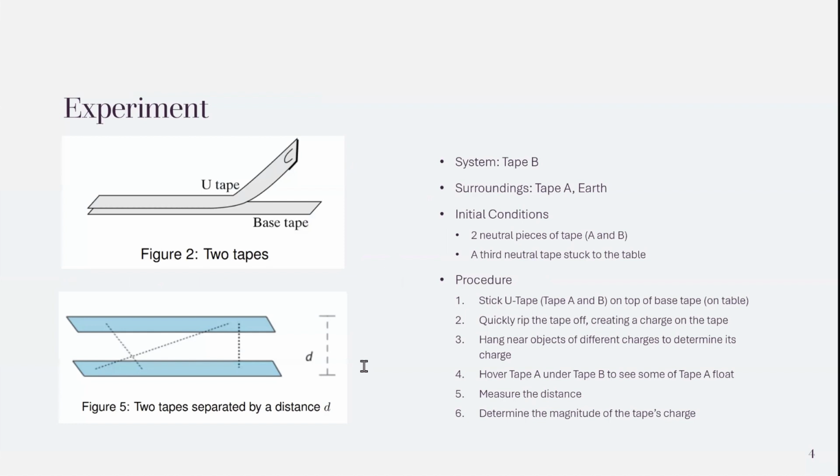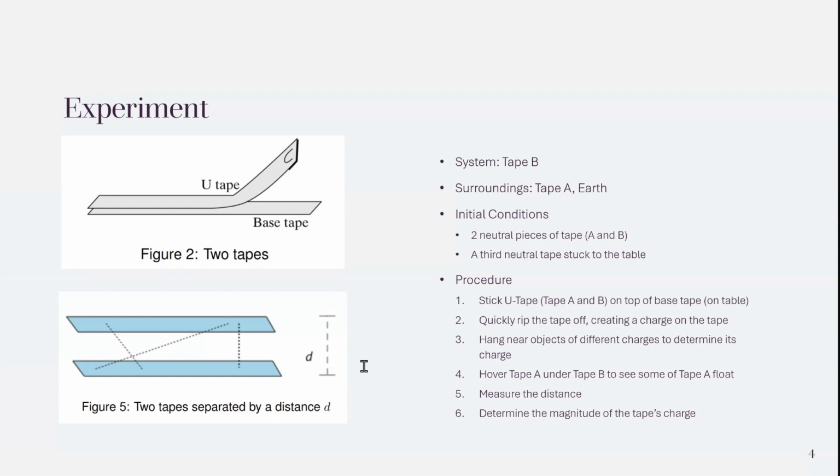Okay, so getting into the procedure of the experiment, we considered as the system tape B and the surroundings as tape A and the earth, pretty much everything that wasn't tape B. And the initial conditions for this lab are two neutral pieces of tape, A and B, and a third neutral tape that is stuck to the table. And so the procedure was to stick a U tape on top of the base tape. And the U tape was each tape that we were testing, which was A and B, and we one at a time stuck them to the base tape and quickly ripped the U tape off, creating a charge on the U tape.